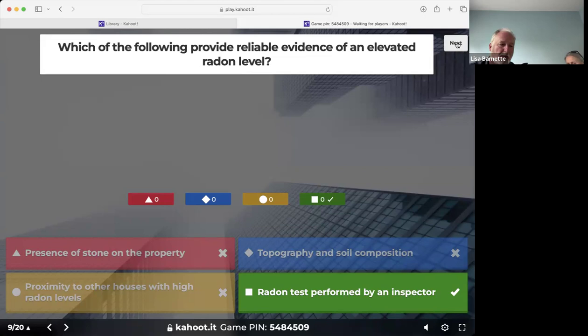And that does say by an inspector, right? Because aren't there home kits that people can use? Yeah, they're not extraordinarily accurate. I would lean toward an inspector on that. Okay.